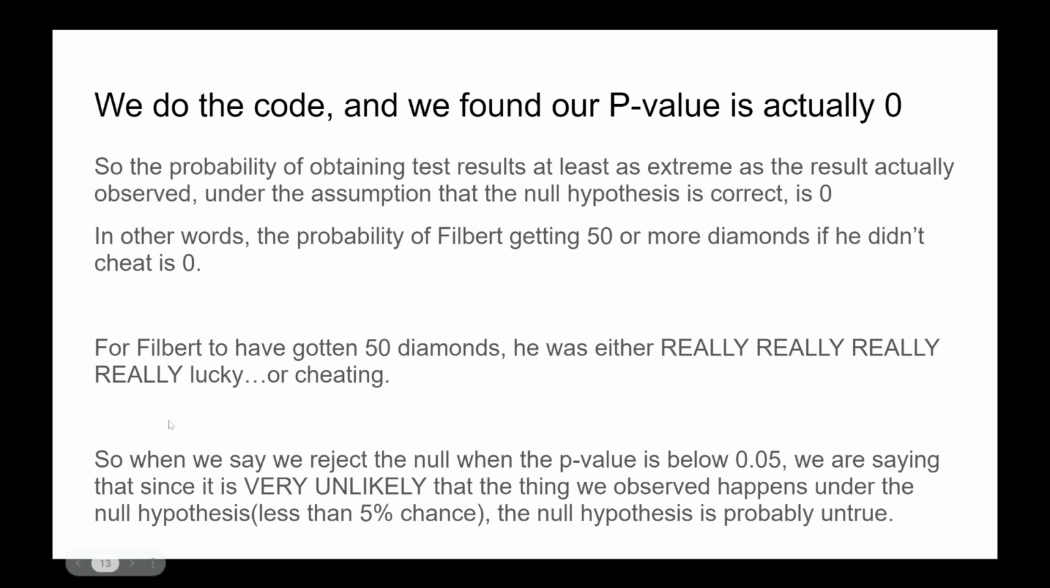So that's why when we say we reject the null hypothesis when the p-value is below 0.05, we are basically saying that since it is very unlikely that the thing we observed happens under the null hypothesis, less than 5% chance, the null hypothesis is probably untrue. So since it is very unlikely under the null hypothesis that Filbert gets 50 or more diamonds, then the null hypothesis is probably untrue.